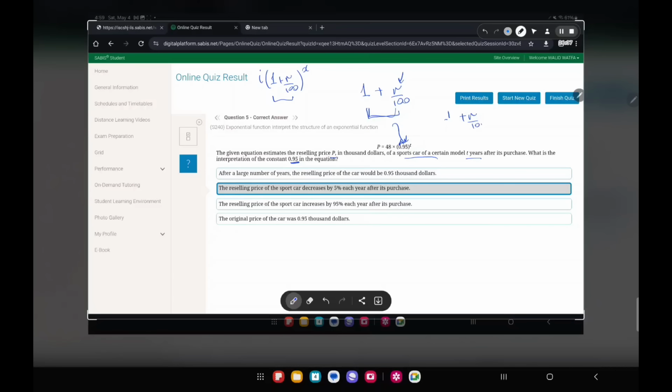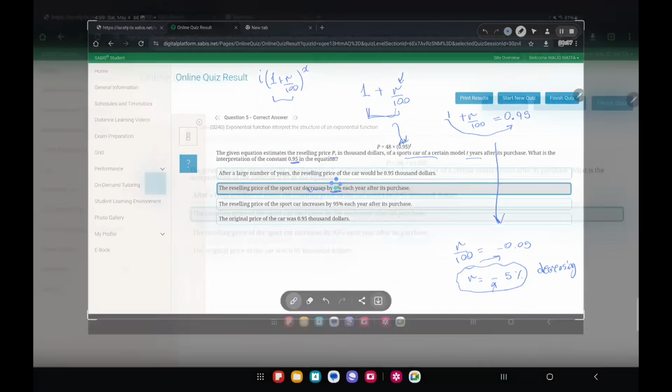1 plus r over 100 equals 0.95, and you should be able to solve this on your calculator. But for those who can't, move the 1 to the other side. You're going to get r over 100 equals minus 0.05, because 0.95 minus 1 is minus 0.05. Then multiply by 100, you get r equals minus 5. So our rate is minus 5%. Since it's negative, obviously it's decreasing, not increasing. So it's decreasing by 5%. That's it.